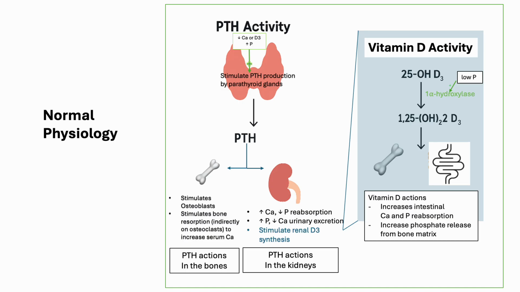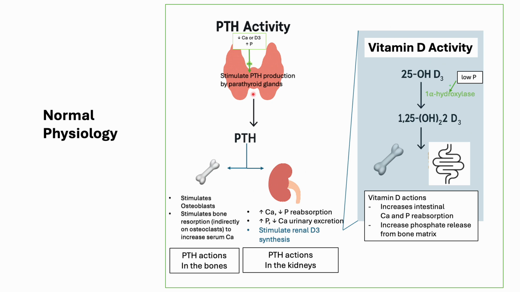So now let's explore the normal physiology of parathyroid hormone regulation, or PTH, a bit more. In order to understand the abnormal, we must first understand the norm. Physiologically, the role of PTH is to increase serum calcium whenever it detects low calcium or low vitamin D or elevated phosphate in the blood.